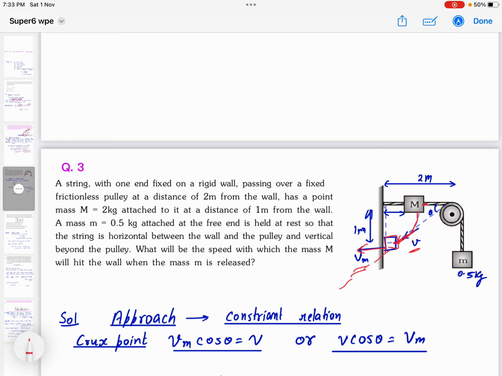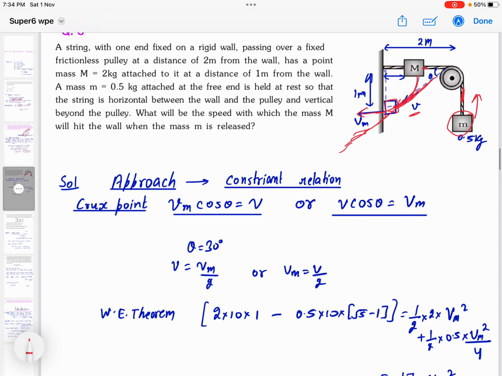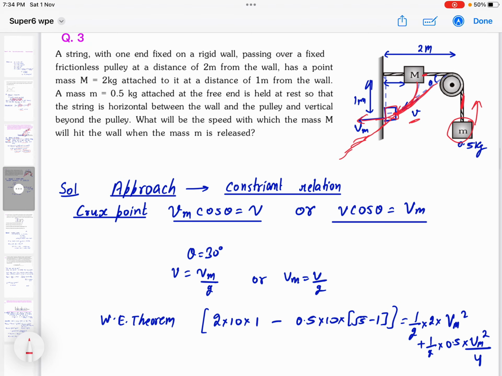See, actually the block is in motion, right? So its component along the length should be equal to the velocity of the string. That velocity of the string is basically that velocity of the block. Okay. So what should we write here? Vm, sorry, V is equal to Vm by 2. So that should be the right approach.